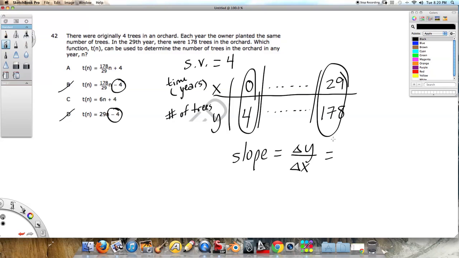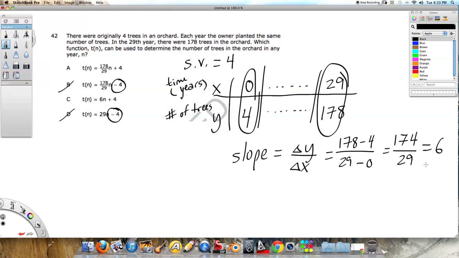So let's figure out the change in y. It ended up at 178, and to find the difference, we subtract: 178 minus 4. On the bottom, we take the bigger x, 29, minus the x when it's 0. 178 minus 4 gives us 174, and 29 minus 0 is just 29. Then I simplify: 174 divided by 29 gives me 6.